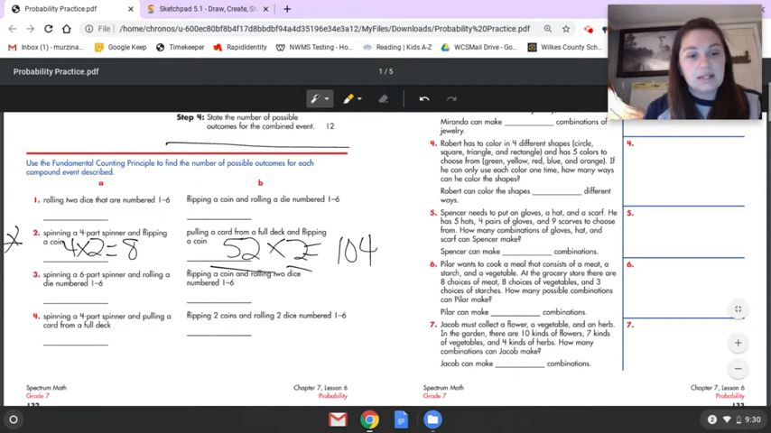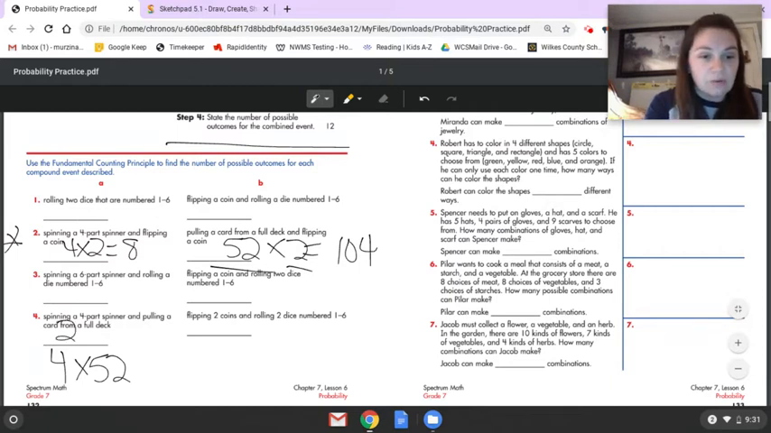Okay. The next one we want to look at is number 4. And 4A says we're going to spin a 4-part spinner. So if it's a 4-part spinner, there are 4 possible outcomes. And then pulling a card from a full deck, and we know that a deck of cards has 52 cards. Using the fundamental counting principle, we can just easily multiply the total outcomes for the first element by the total outcomes for the second element, 4 times 52, and we will find that there are 208 possible outcomes.